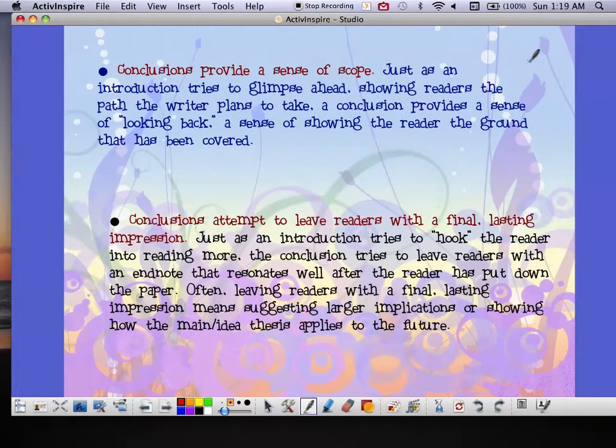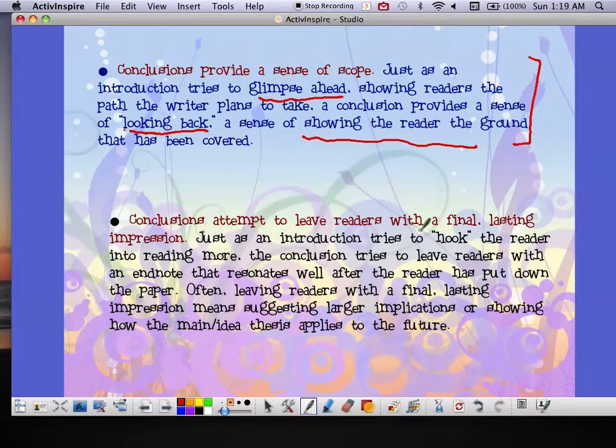Remember, the conclusions are to give the reader a sense of where the paper begins and where the paper ends. So the introduction gives the reader a glimpse of what's coming, and the conclusion gives the reader a sense of looking back at what you've shown them. So it kind of gives them an idea of the ground that you've covered.